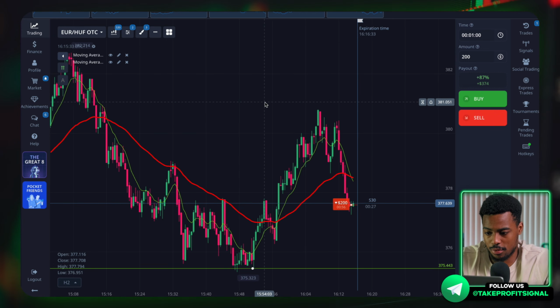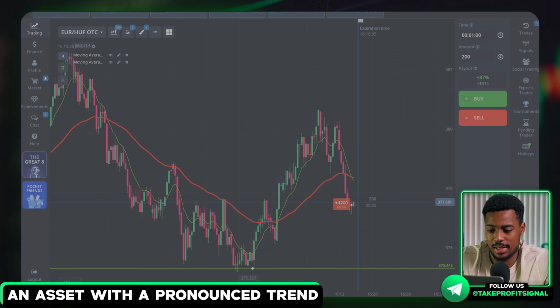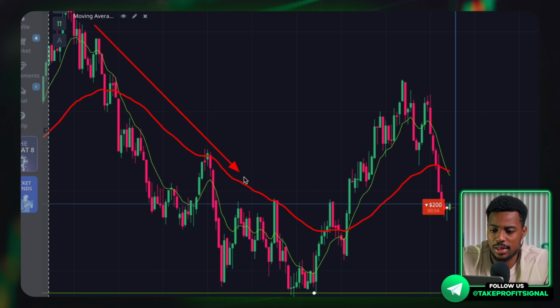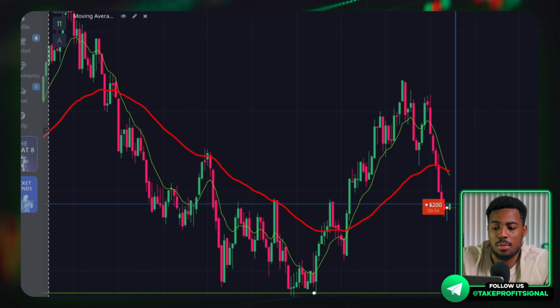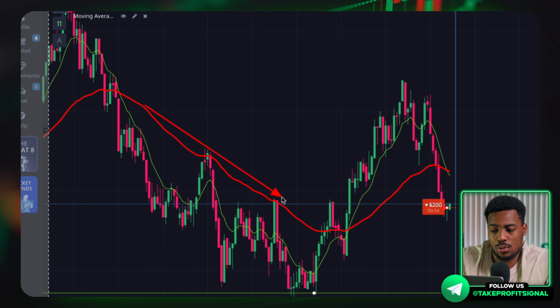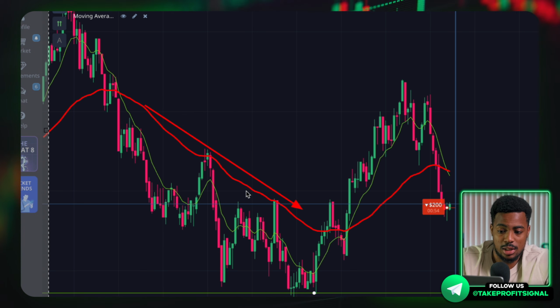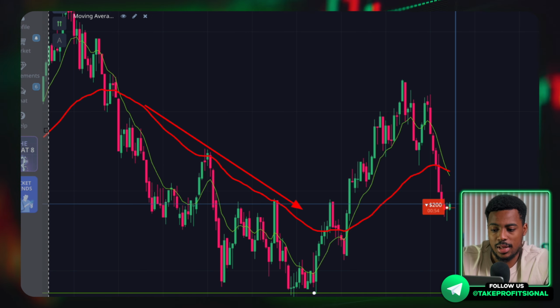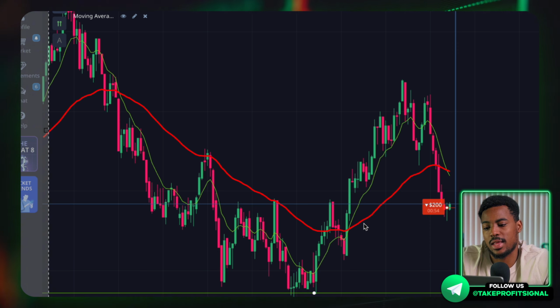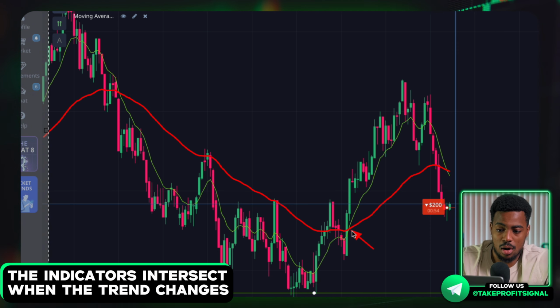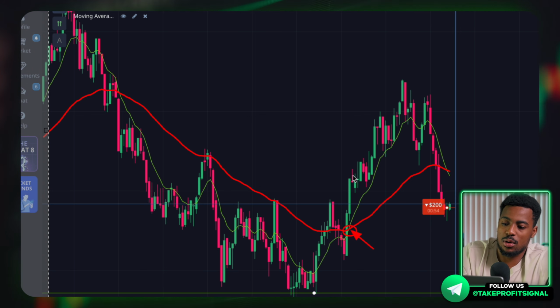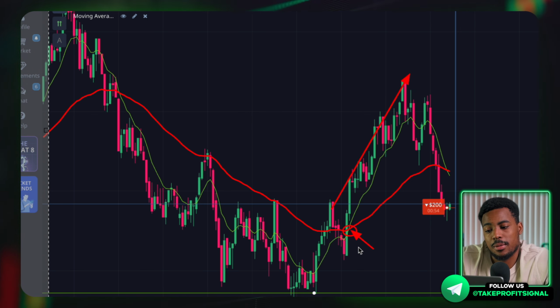Look, first of all, we are looking for an asset that has a pronounced trend. That is, here we had a downward trend. We see that both lines, the two indicators, the red indicator and the green indicator, are decreasing. Then we have a change of trend. That is, the indicators cross in this place and we have a change of trend, because the green indicator is going up, and the red indicator is going up too.